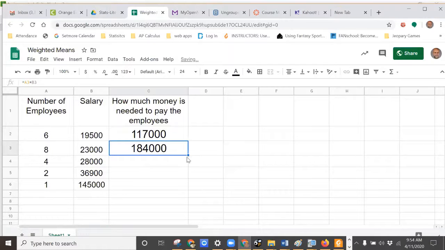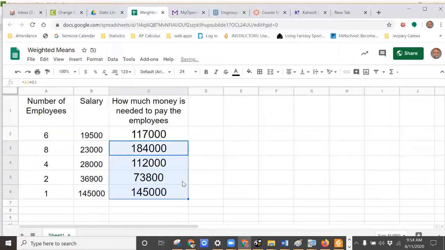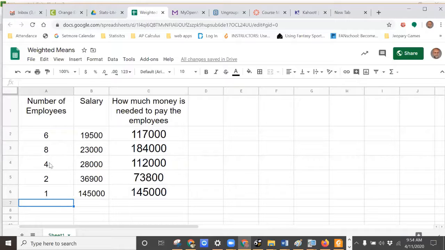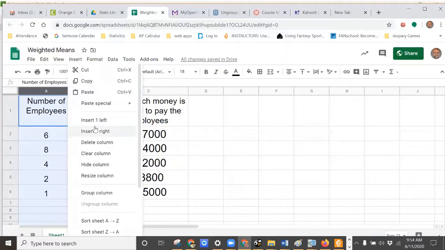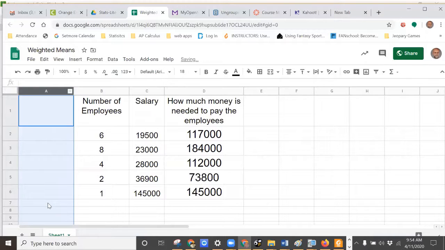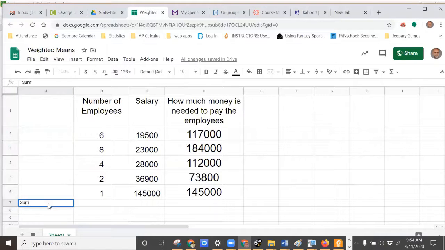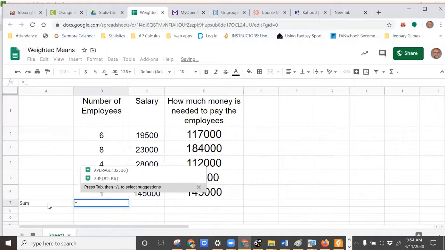But you also know how to fill down. Remember, select that last formula, put your cursor on the little square, and it turns to a plus sign, and you can drag it down. So it does all that calculation for us. Now we need to find the sum of the number of employees. I should have added, let me add a column to the left and write the word sum. And I'm going to add up how many employees there are.